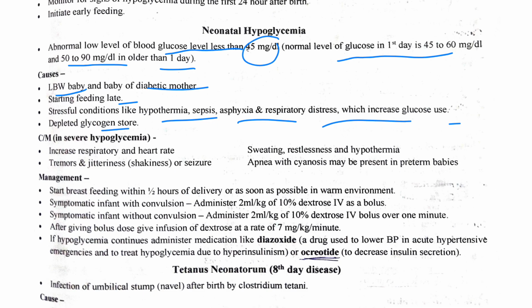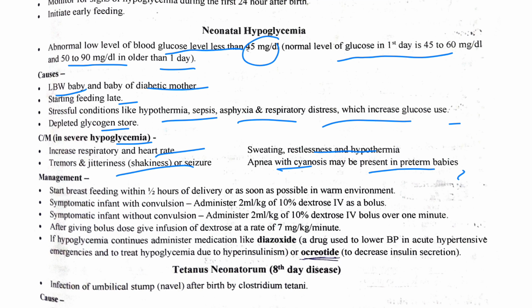Depleted glycogen stores. Clinical manifestation in severe hypoglycemia: increased respiratory and heart rate, tremors and jitteriness, shakiness or seizures, sweating, restlessness and hypothermia. Apnea with cyanosis may be present in preterm babies.